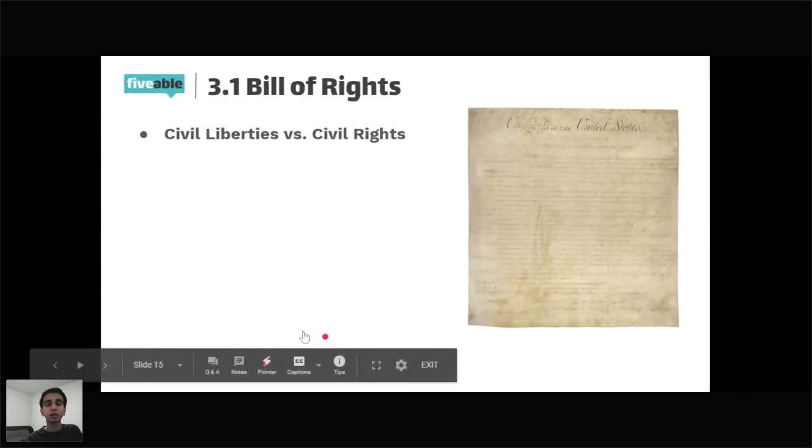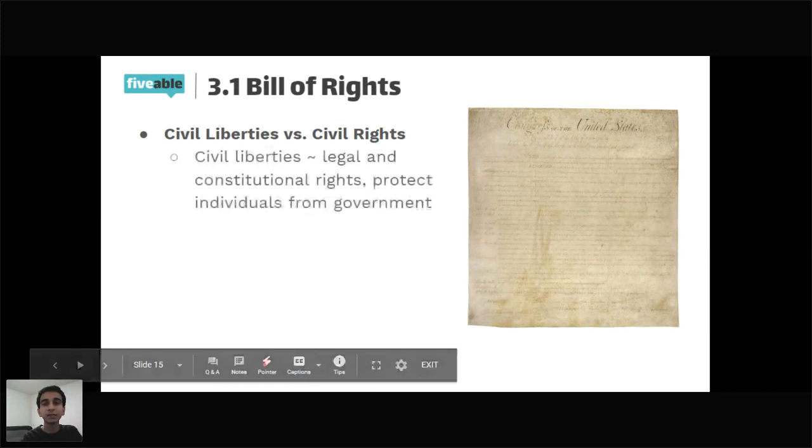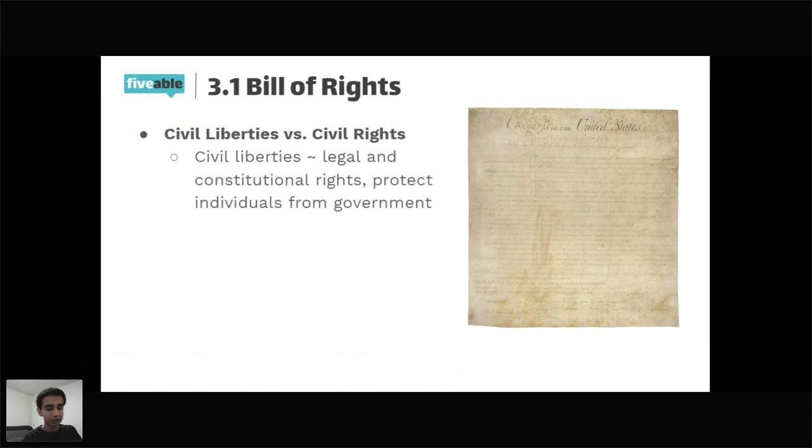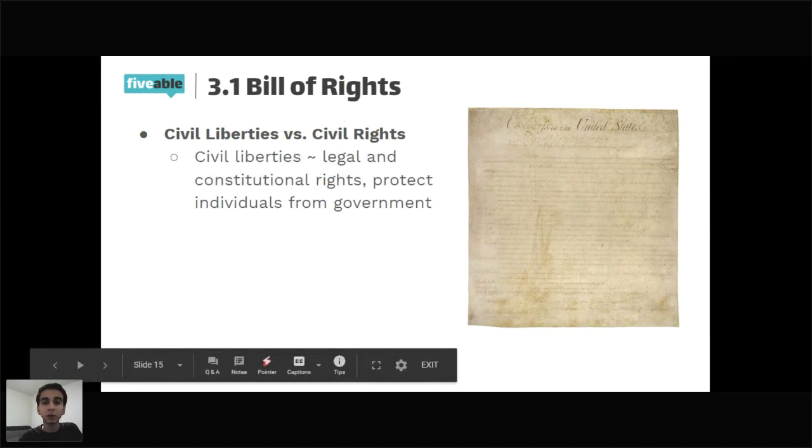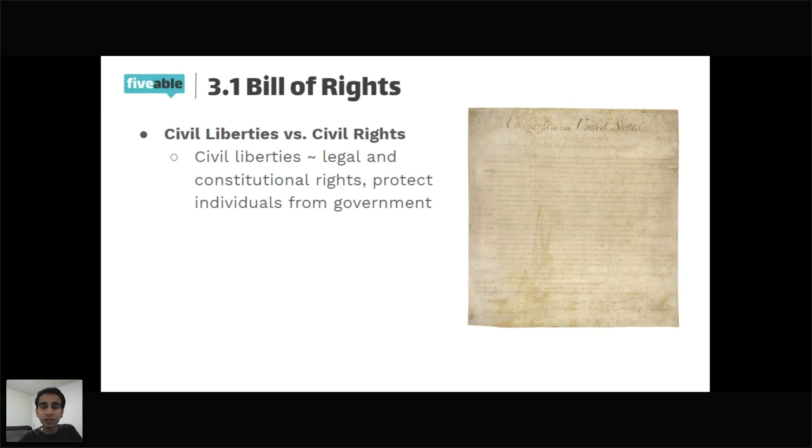So in terms of 3.1, this is talking about a general overview of the Bill of Rights and the difference between civil liberties and civil rights. This is something that I think is important to know, because those vocab terms are commonly confused. Civil liberties are basically anything that you can find in the Bill of Rights. They're constitutional rights, and they protect individuals from the government.